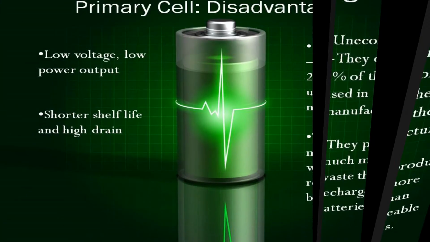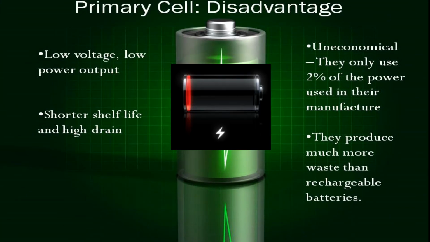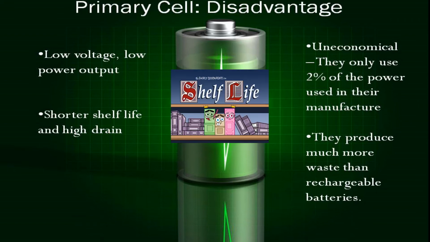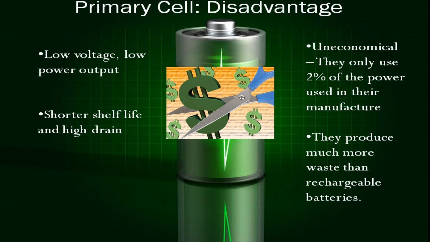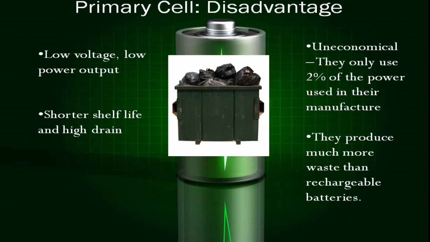Disadvantages of primary cells are: low voltage and low power output, shorter shelf life, high drain, uneconomical. They produce much more waste than rechargeable batteries.